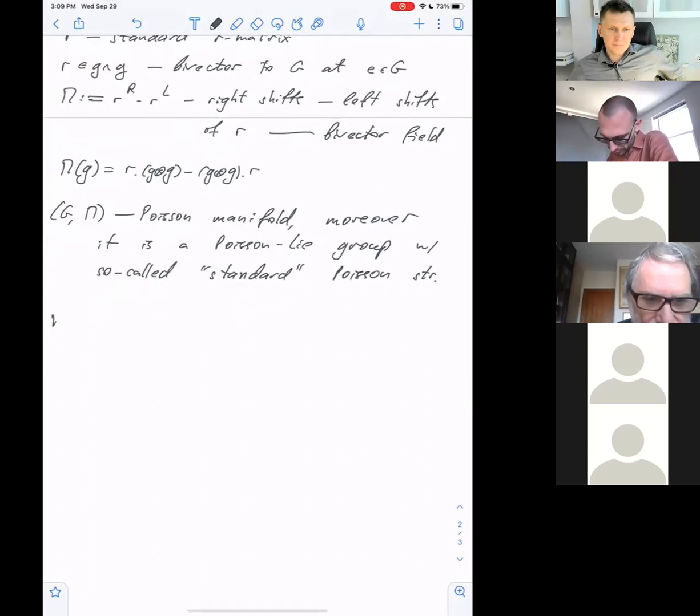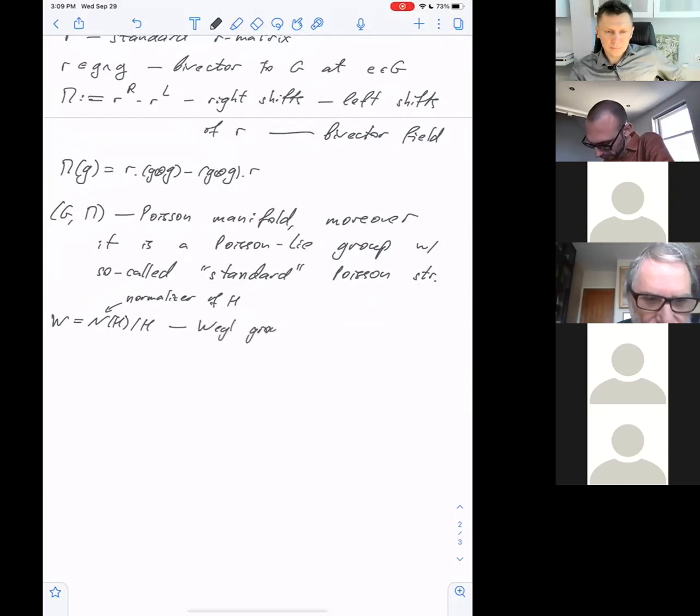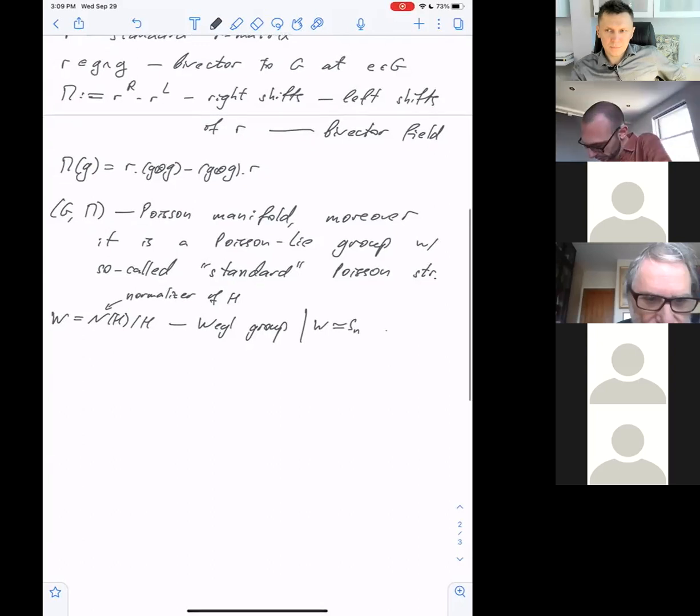So we need to know the combinatorics of the Weyl group. Let me just remind you that the Weyl group is just the normalizer of the torus modulo the torus. Of course, in type A, in our example, W is just isomorphic to the symmetric group on n generators, in Dynkin type A_n.